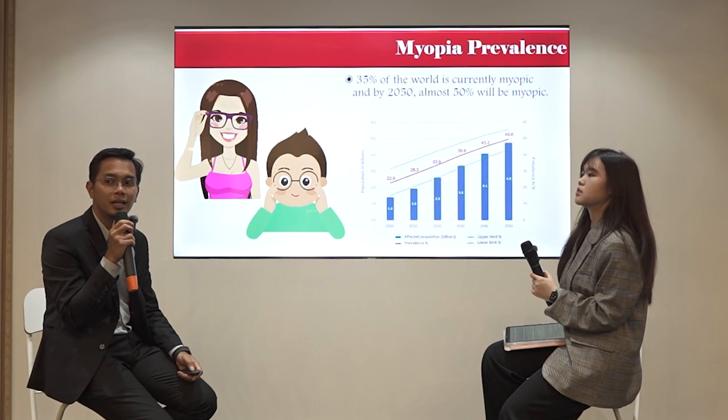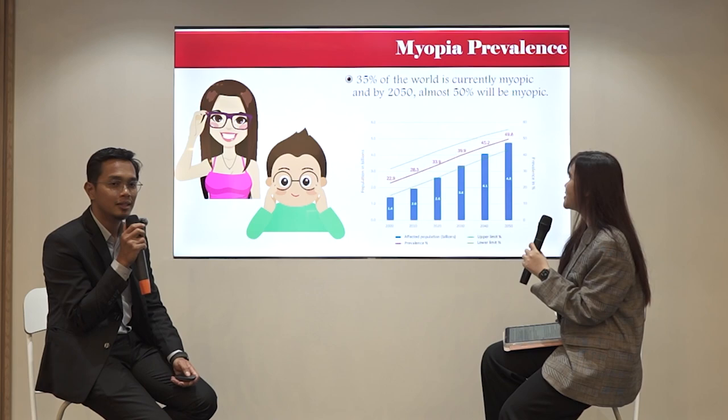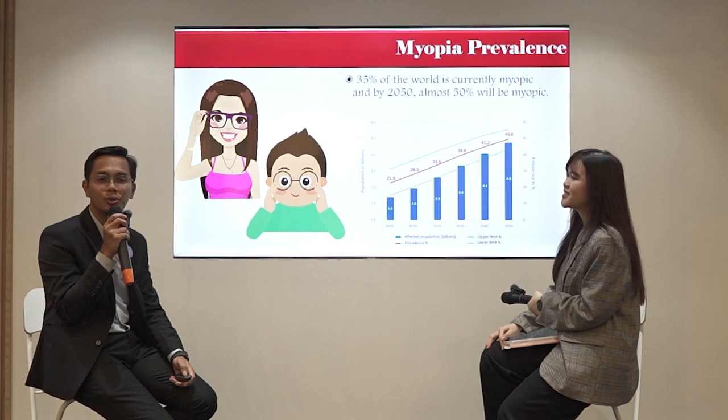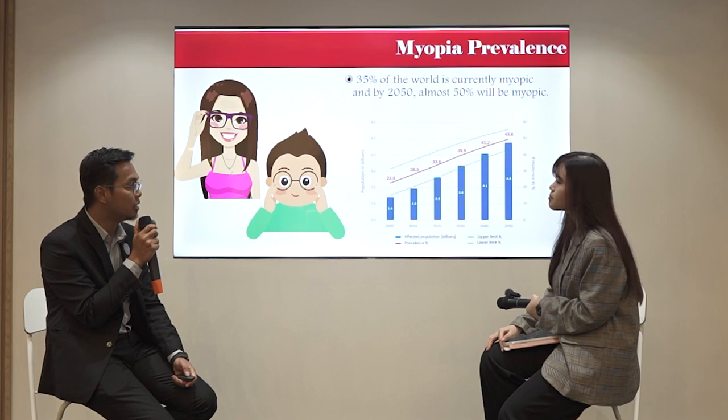So that's why nowadays you see kids in school, maybe half of the class are already wearing specs. Because this is the future, another 20 to 30 years later. A prevalent concern, yes, in today's digital age. So this is why we have to go into myopia management. We have to control this. We have to control the prevalence if possible.